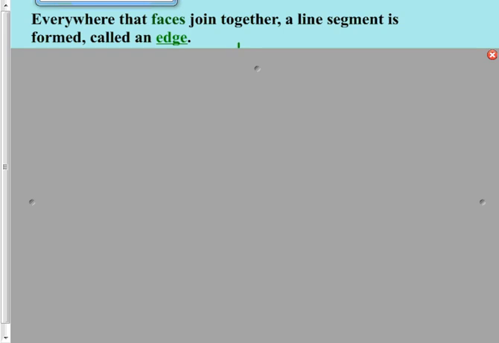All right, now back to Euclid. Euclid said everything breaks down into points and lines and planes. We've already seen how planes do their part in solids. Now let's look at the lines. Everywhere that faces join together, a line segment is formed. Those line segments are what we call edges.